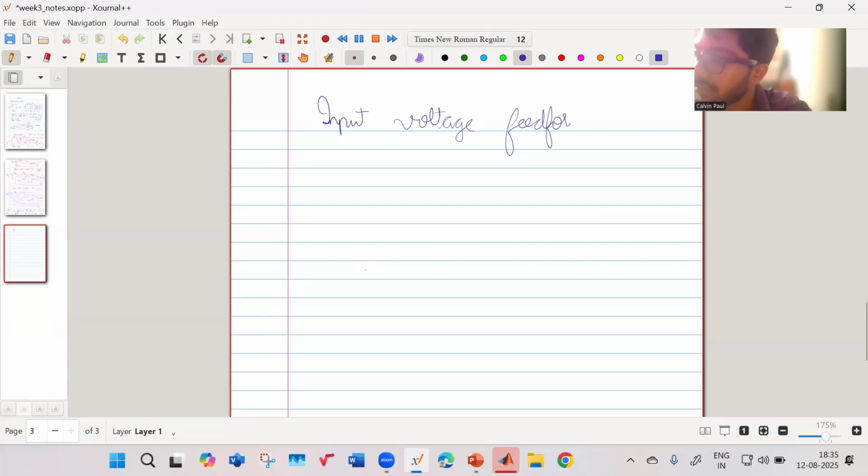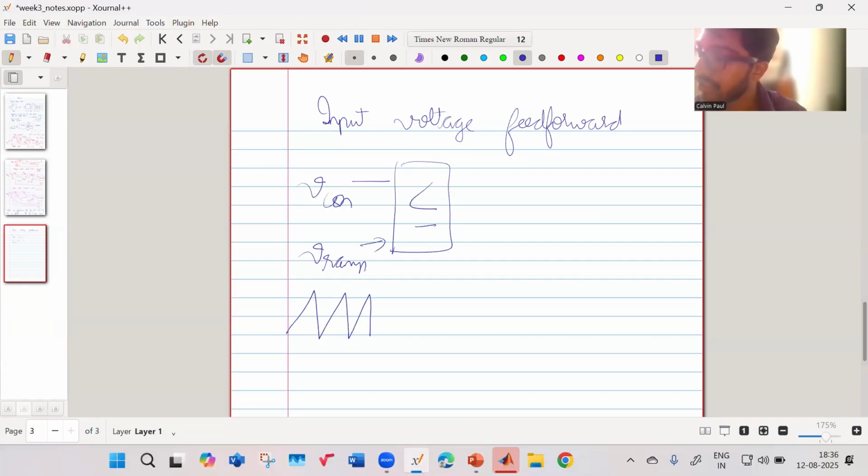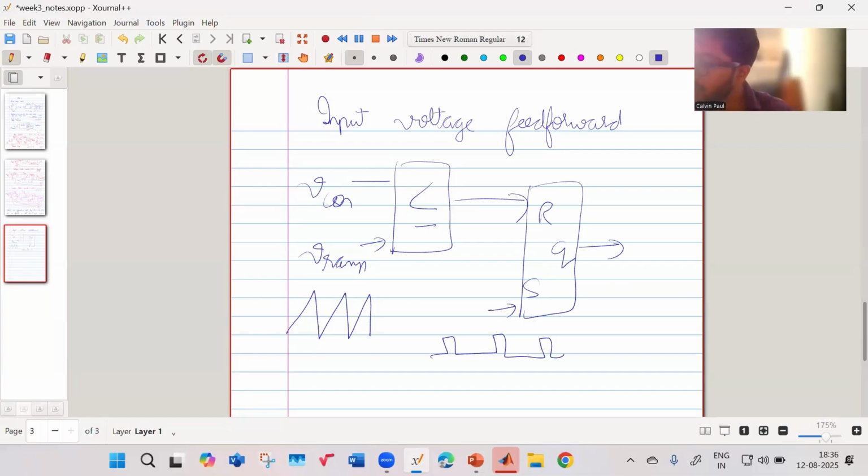So how do you generate your duty in voltage mode control? You have some Vcon. When that is less than your Vramp, and your ramp is increasing like this, that is your reset signal. That is your set signal, which is coming periodically like this, and this generates your Q.